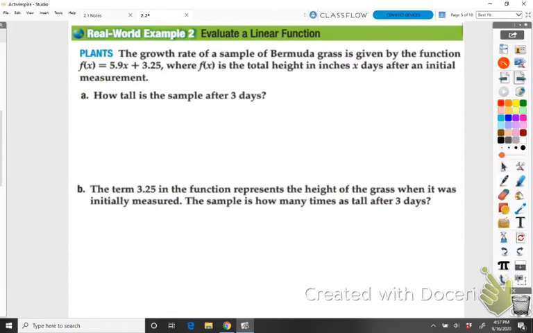So now let's evaluate a linear function. The growth rate of a sample of Bermuda grass is given by the function f of x equals 5.9x plus 3.25, where f of x is the total height in inches, so that's important to know what that represents, the total height in inches, and x days after the initial measurement. So part A, how tall is the sample after 3 days? So this part here, the 3.25, is the initial measurement.